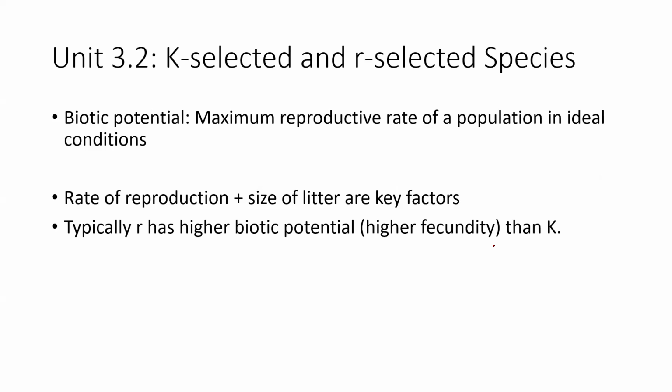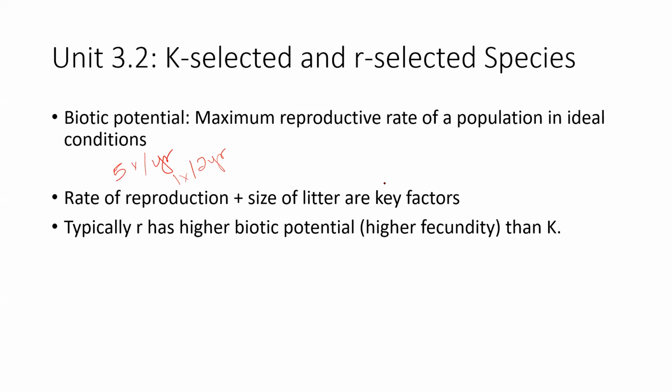Biotic potential is the maximum reproductive rate of a population in ideal conditions. So basically it is the rate of reproduction plus the size of the litter. The rate of reproduction would be how often they reproduce. So for rabbits, it might be like 5 times a year. For elephants, it might be 1 time every 2 years. So it's going to change depending on the species.